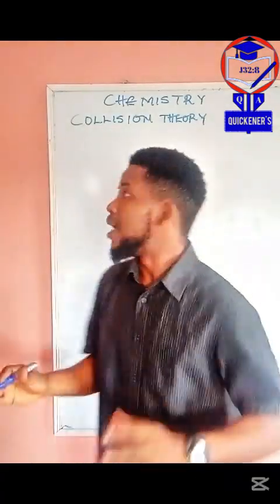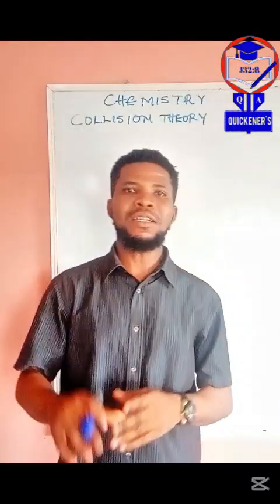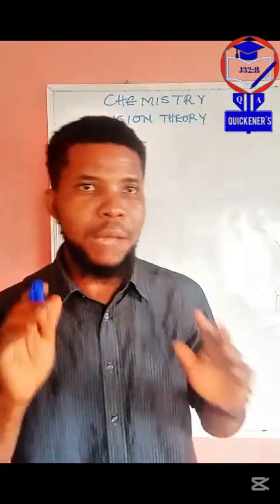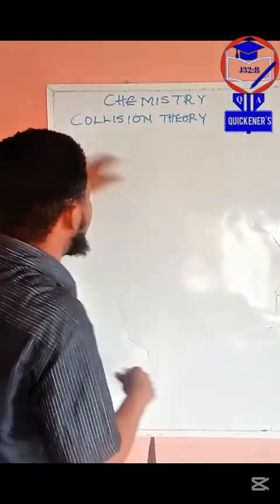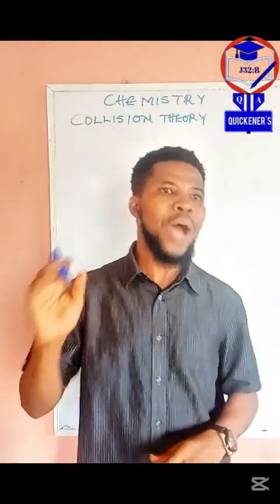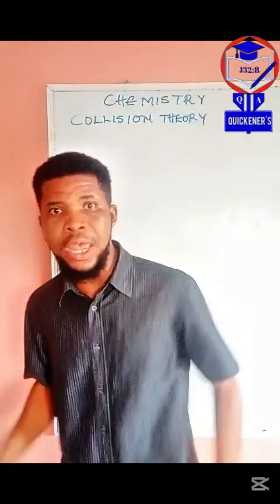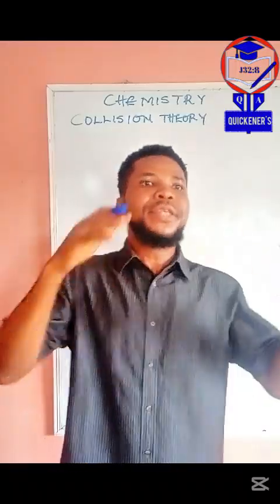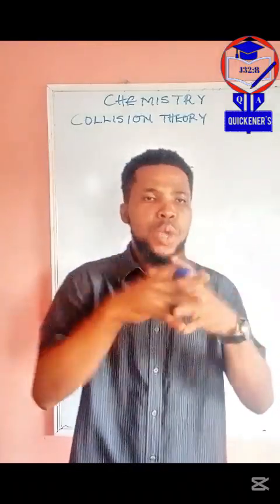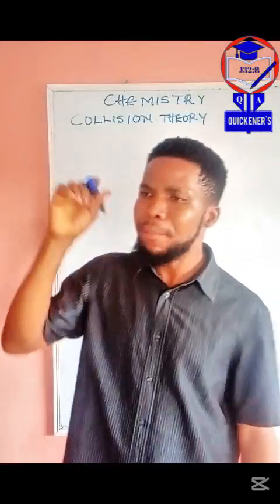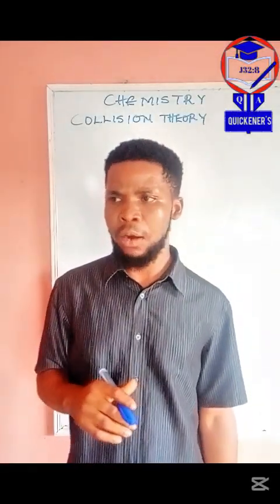We have a very important topic, as part of the courses you'll be writing for your chemistry JAMB question. So we're looking at collision theory. Collision theory explains that whenever there's a reaction, you need species A and B. For that reaction to happen, there must be a collision between these particles, and the particles must collide with a particular amount of energy.